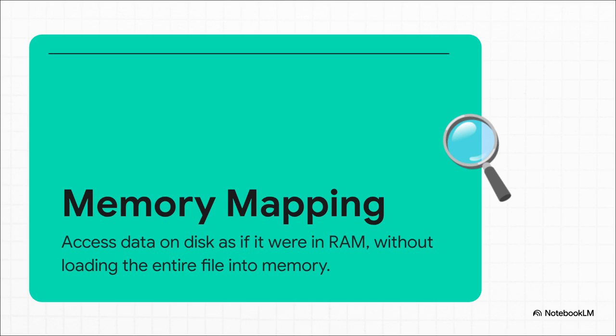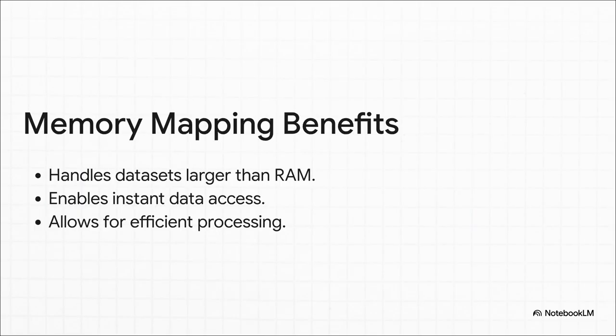It lets the library treat a huge file on your hard drive as if it's already in your computer's RAM, without actually loading the whole thing. It's like having a perfect map to all the data instead of trying to carry it all in your backpack at once. So what does this actually mean for you? Well, it means you can work with datasets that are way, way bigger than your computer's RAM. It means access is pretty much instantaneous, no more waiting for huge files to load. And your processing becomes incredibly efficient. It is a total game changer.